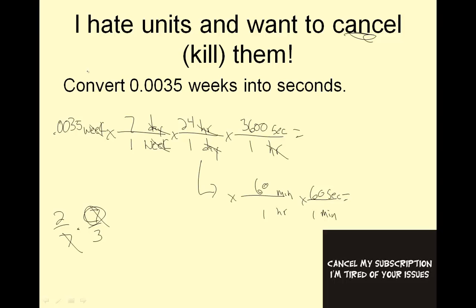Notice the only units I have left are seconds. If I did this route, I would get 60 times 60, and you go, oh, that's 3,600. So that's it. So 0.0035 weeks times 7 times 24 times 3,600 is 2,116.8 seconds.